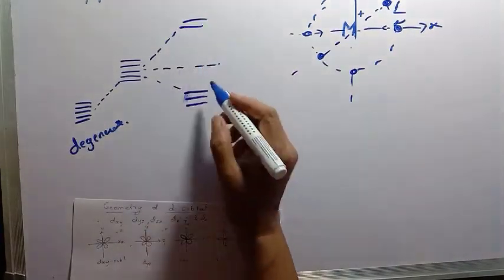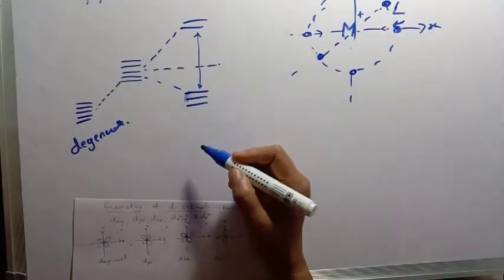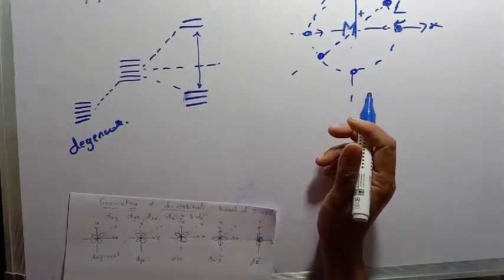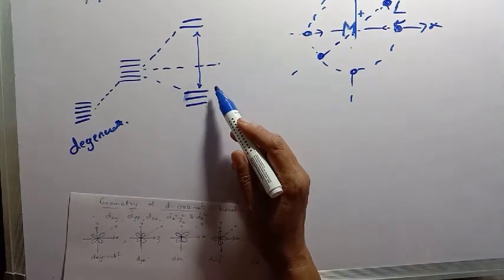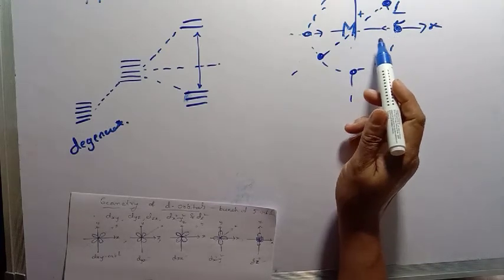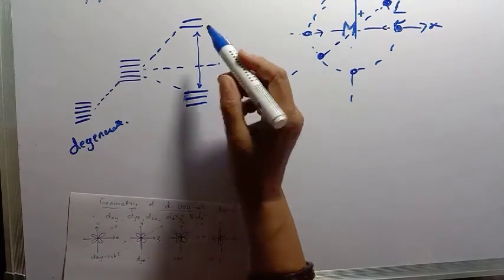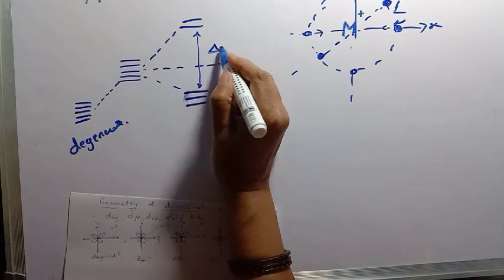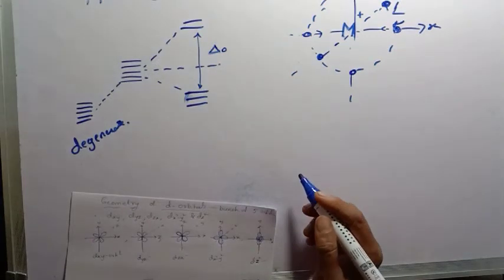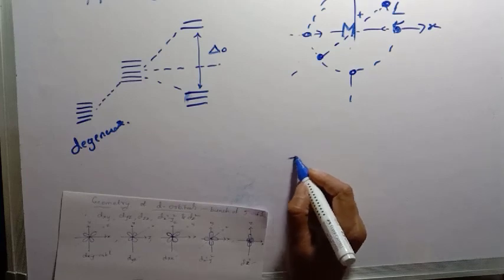Suppose in case of octahedral, this will be the type of splitting. This type of splitting of d orbitals of the metal ion due to the interaction with the ligand is said to be crystal field splitting. This splitting energy, that means this energy difference, is different in different complexes with different coordination numbers. With this, we'll discuss in the next class.